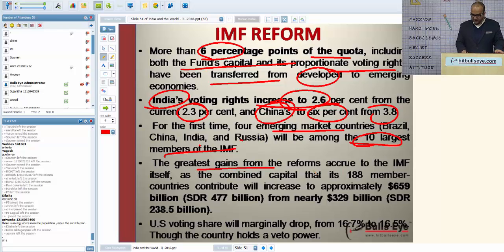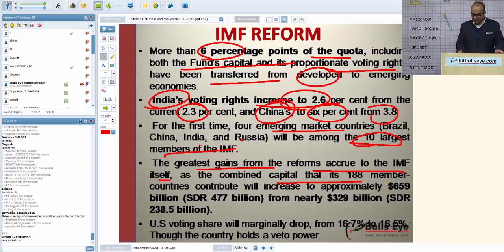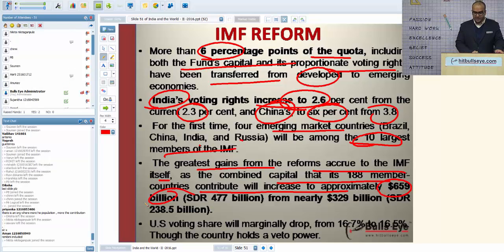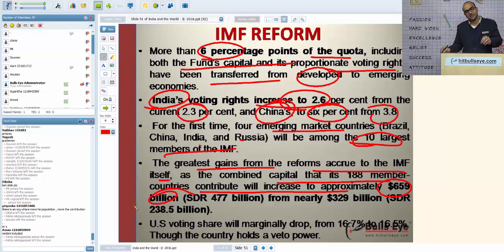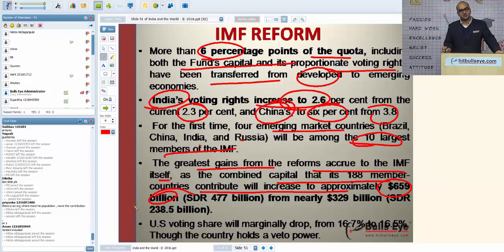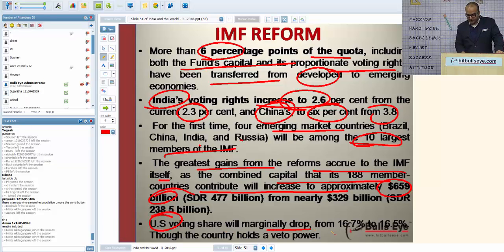The greatest gains from the reforms accrue to the IMF itself, as the combined capital that its 188 member countries contribute will increase to approximately 658 billion. This is the extra money that these emerging economies will be contributing in the IMF funds, and that's how their quota is increasing, right? However, you see the discrepancy here. US voting share will marginally drop from 16.7 to only 16.5, right? So there's only a minimal reduction in US share in the IMF.